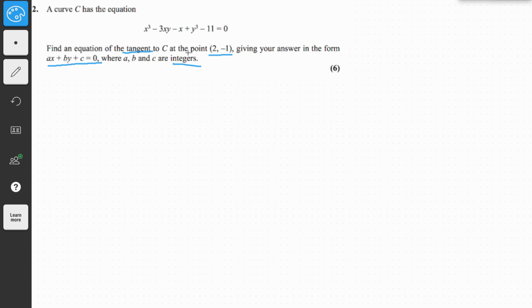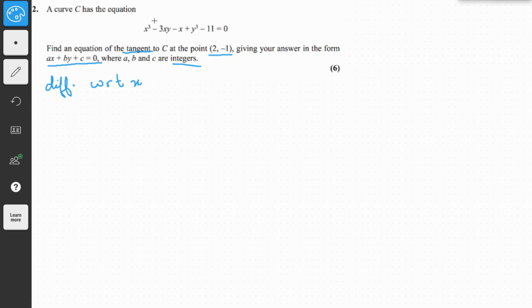Now, to do this question, first we have to find the gradient of the curve at the point (2, -1). The gradient of the curve will be equal to the gradient of the tangent, which we can use to find the equation of the tangent. So first, to find the gradient, we have to differentiate this equation of the curve. So I'm just going to write d/dx with respect to x.